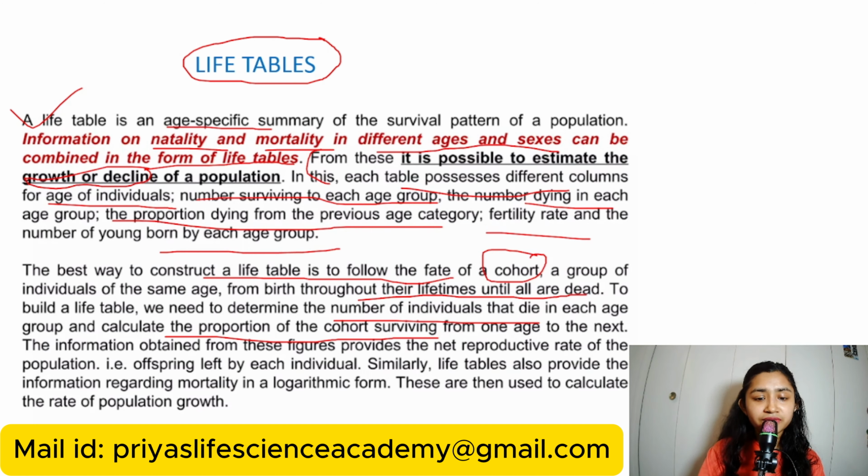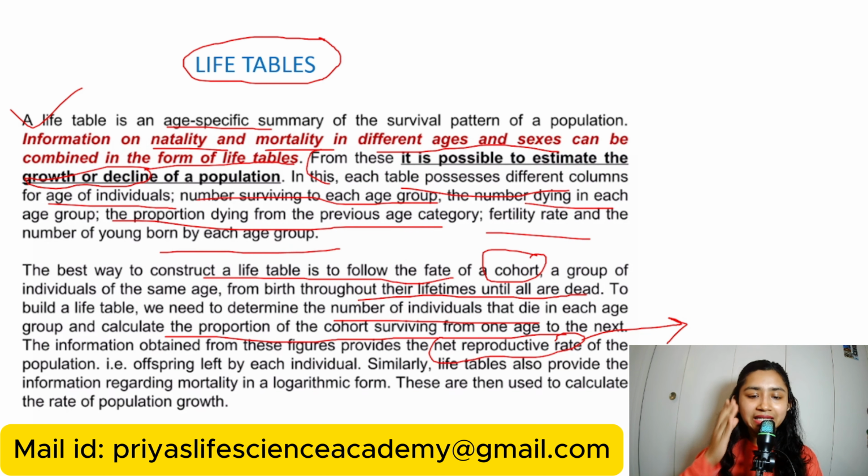The information obtained from these figures provides the net reproductive rate. Okay, that is very, very important, which we want to take out. Net reproductive rate of the population, that is offspring left by each individual. What is net reproductive rate? Net reproductive rate is the offspring that are produced by each individual.